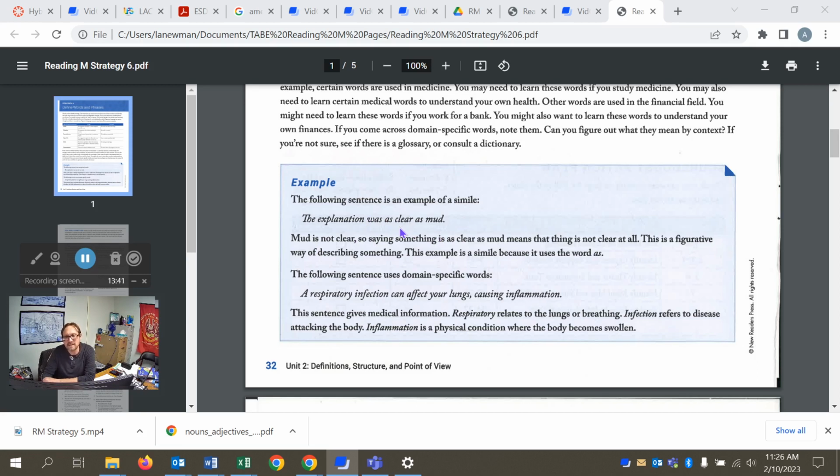Because what we really mean is that it was not clear at all. We're expressing it in a way contrary to its meaning. So it's a simile, but it's got a little bit of other figurative language going on too. And that's a good time to bring up. Sometimes figurative language could meet the definition of more than one.